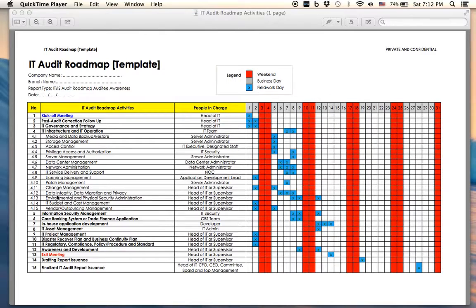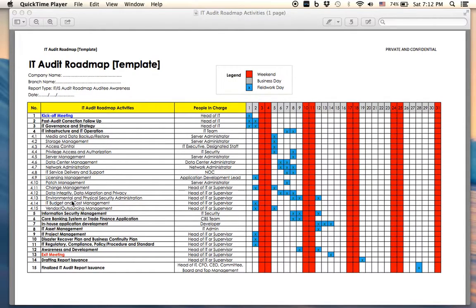So data integrity is very important during system development or during the data migration or cut over from one system to another system. So we need to control this area, which is very significant, to ensure the data is integrity. So the person in charge, you may engage the IT supervisor or IT head. Then the activity you need to do is 3 man-days.